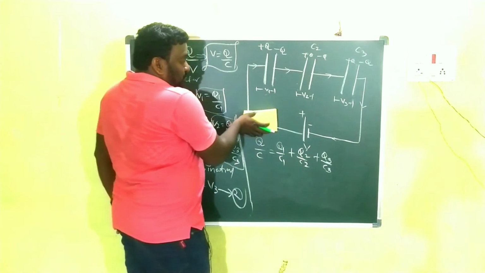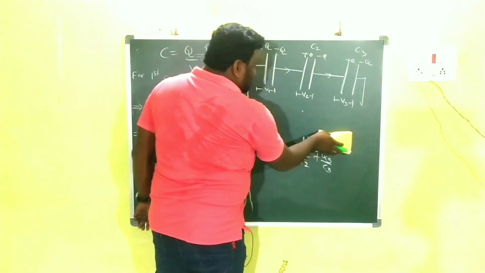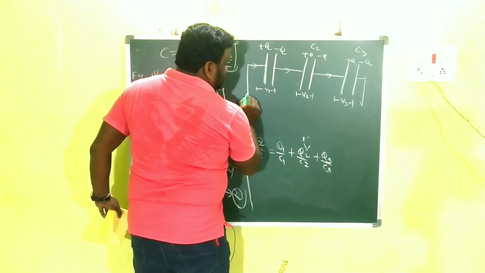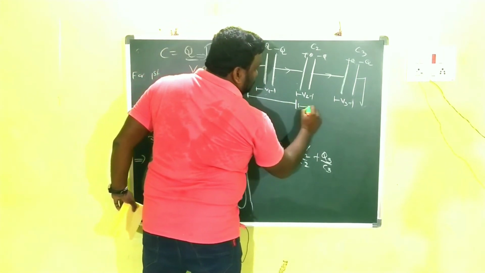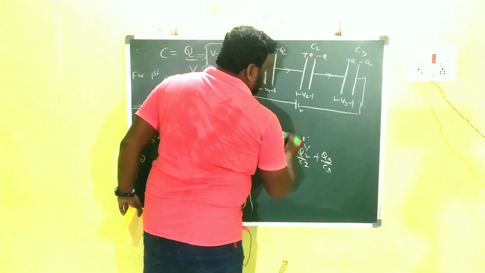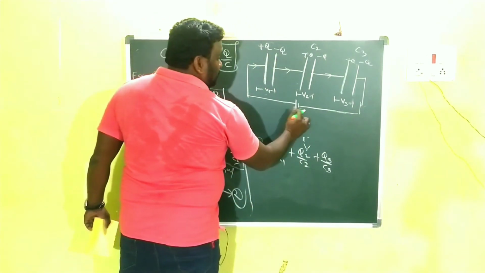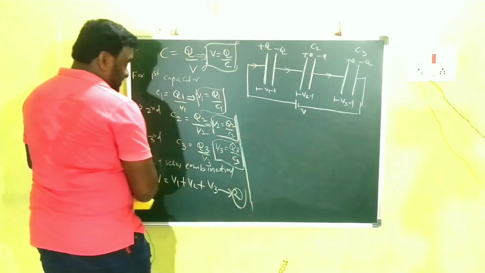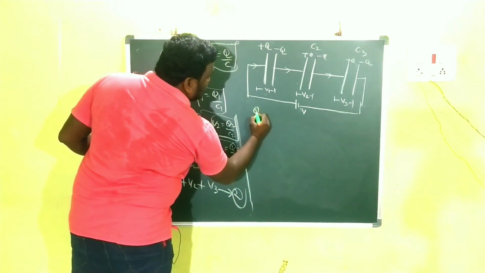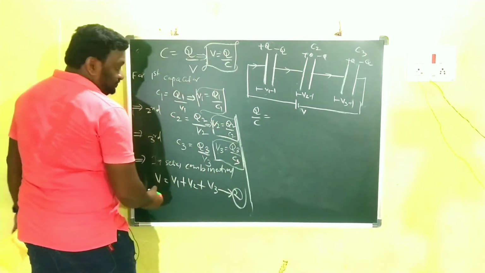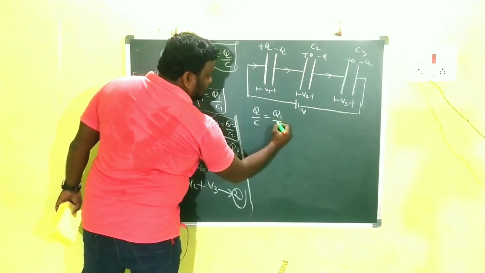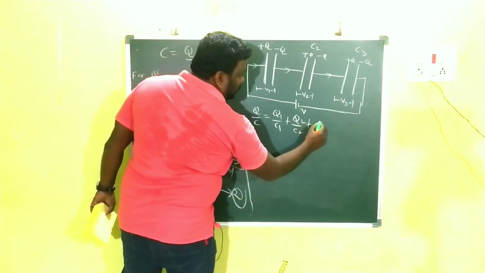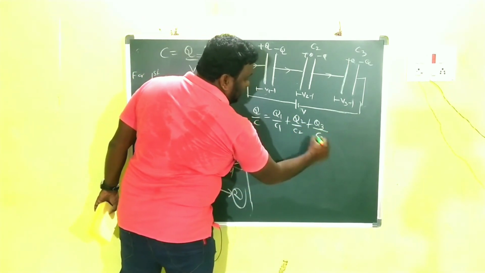So children, to get space I am erasing this one. I am simply drawing like this here. This is the potential V. Same diagram, no modifications. I am writing here for space. Instead of V, what to write? Q by C. Q by C is equal to Q1 by C1 plus Q2 by C2 plus Q3 by C3.